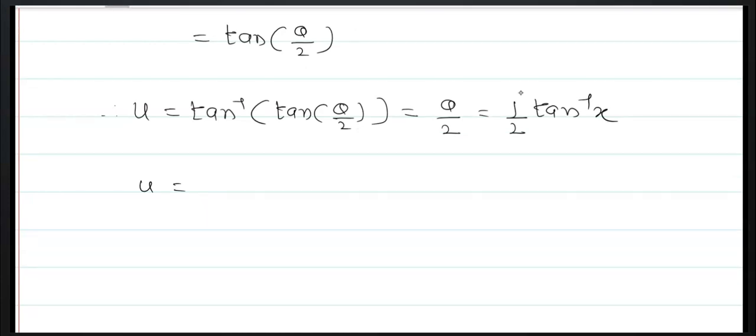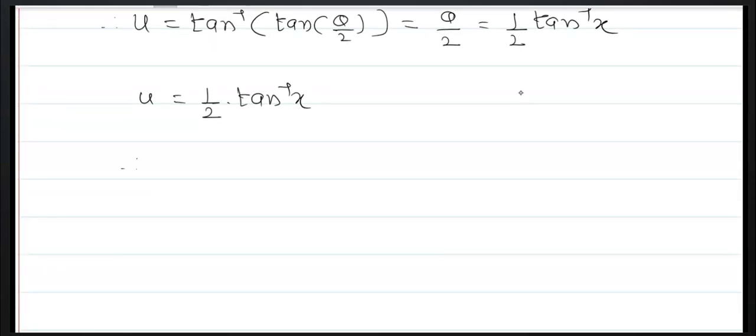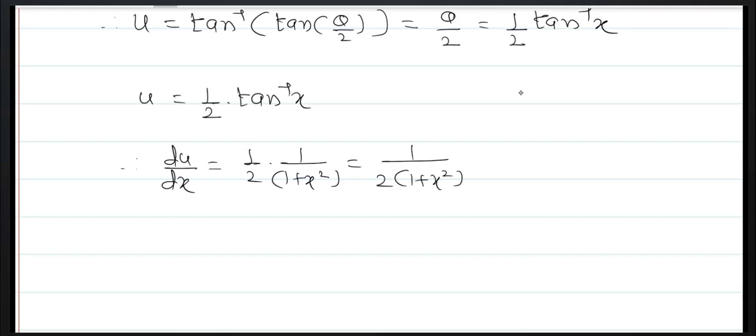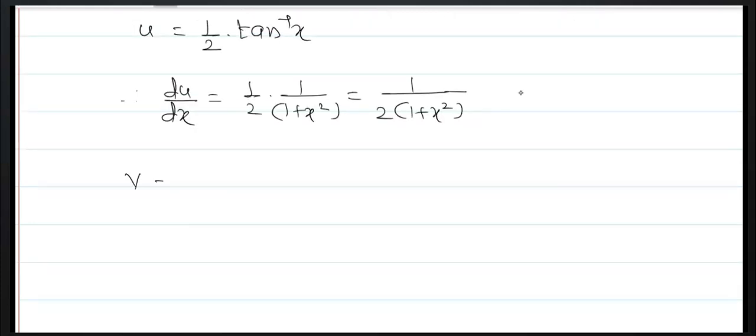Therefore, u is equal to 1 upon 2 tan inverse of x. Now differentiate this with respect to x. You will get 1 upon 2 into 1 upon 1 plus x square. That is equal to 1 upon 2 into bracket 1 plus x square.